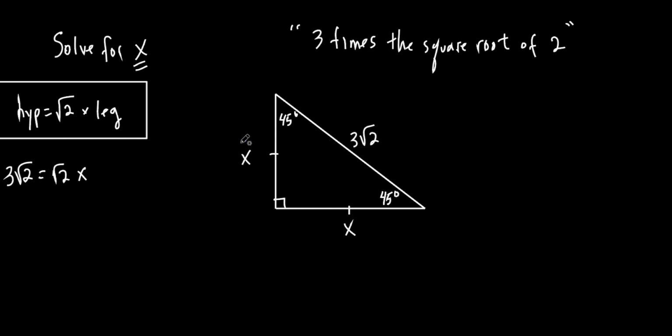What do I got to do? I got to solve for the leg. Solve for x, correct? So let's do that. Let's get x by itself. Well, what's going on with that x? What's next to that x? A square root of 2. How do I get rid of a square root of 2?